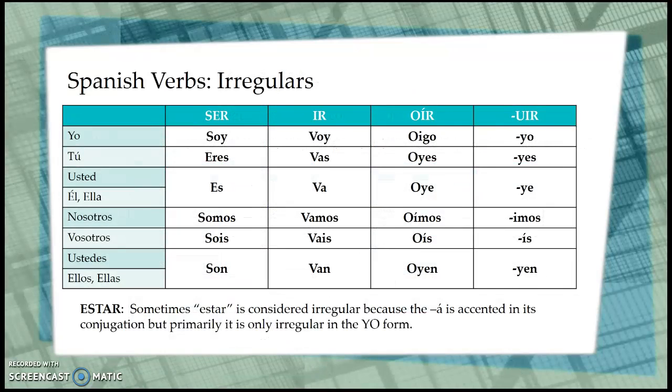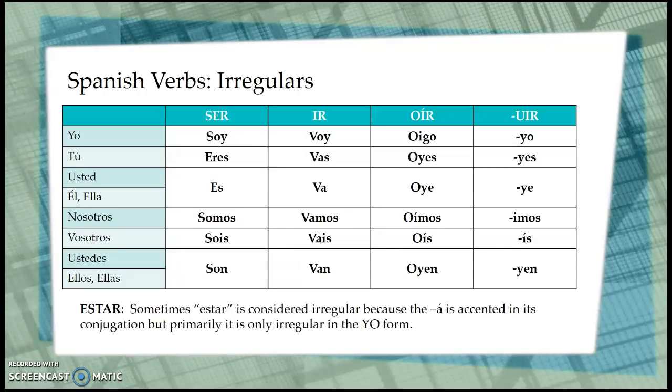Alright, there are some verbs that don't follow any patterns, and these are verbs like ser, ir, oír, or any verb that ends in UIR. Ser and ir you have to memorize. Soy, eres, es, somos, sois, son. No accent marks. Voy, vas, va, vamos, vais, van.